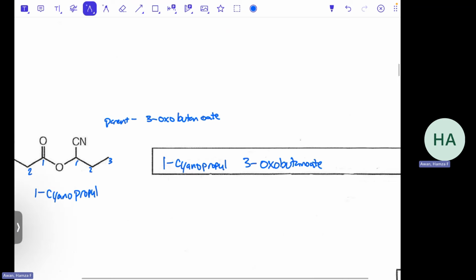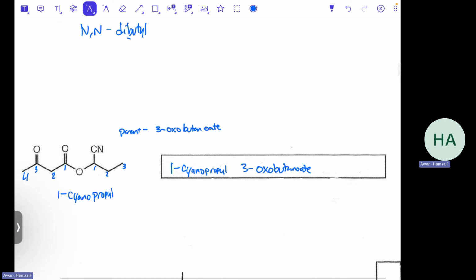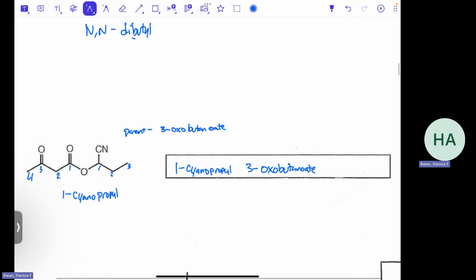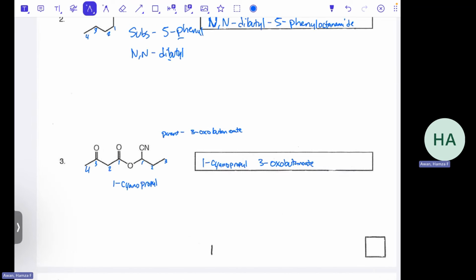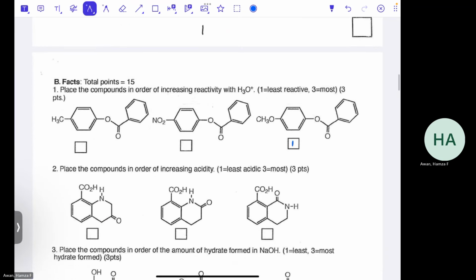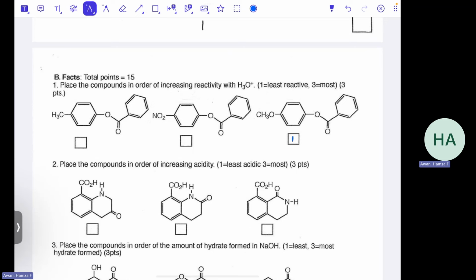And that would be actually the correct naming for this. The 1-cyanopropyl 3-oxobutanoate with the space in between rather than a dash. Are there any questions on that? About naming or anything? All right. Sounds good. So onto the facts section.